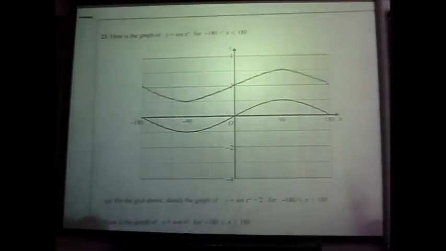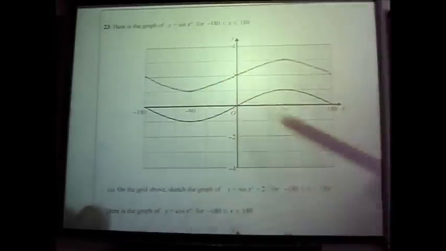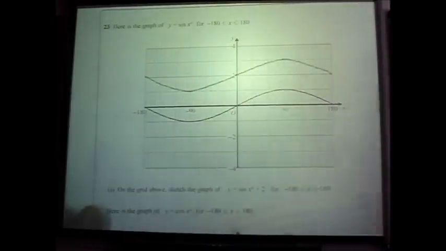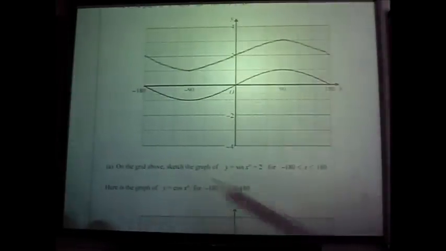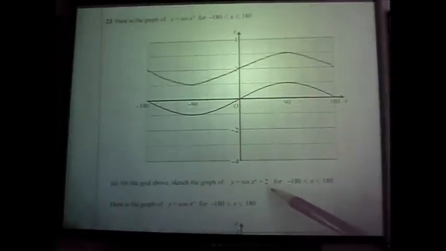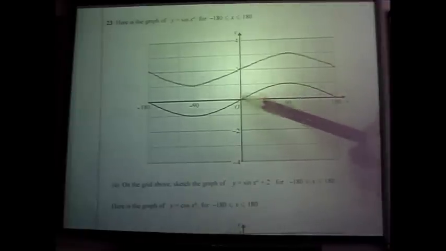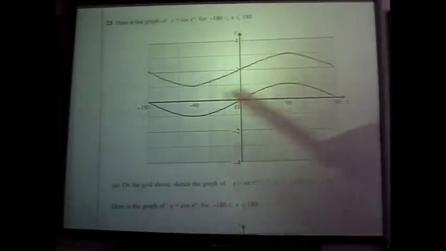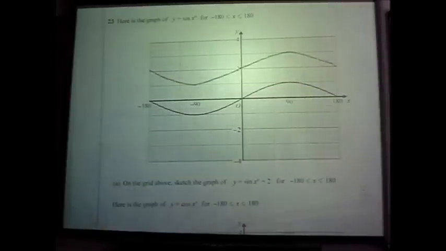Okay, question 23, last few coming up now. This is transformations of graphs. I'll quickly go over these because you either know them or you don't. So here's the graph for y equals sine x from minus 180 to 180. On the grid above, sketch the graph of y equals sine x, add 2. Right, if you're adding 2, what you need to do is move it up 2, all the way. So that's what I've done, and that's what you should have. If you're not sure about that one, you can just have a guess.